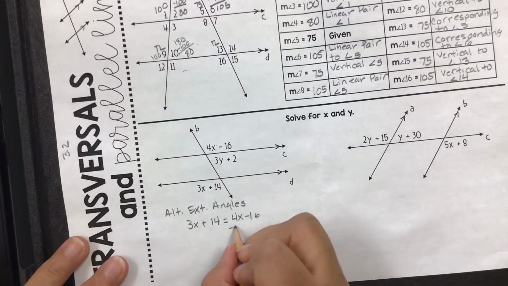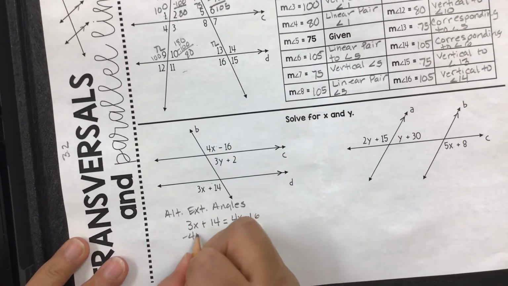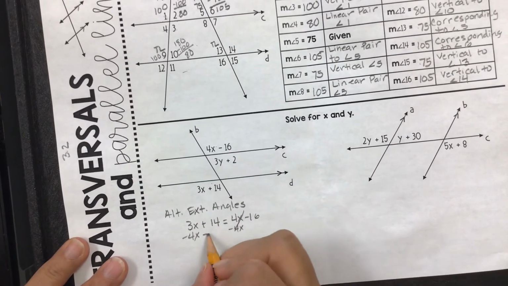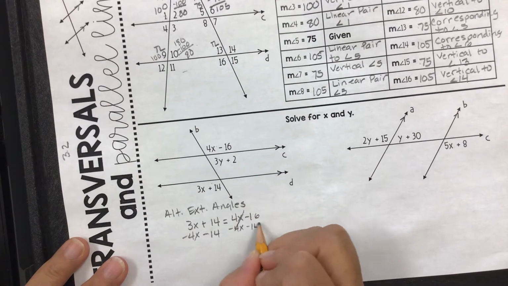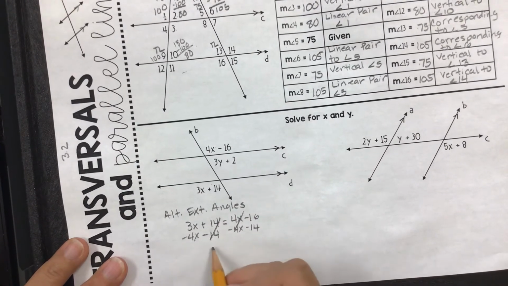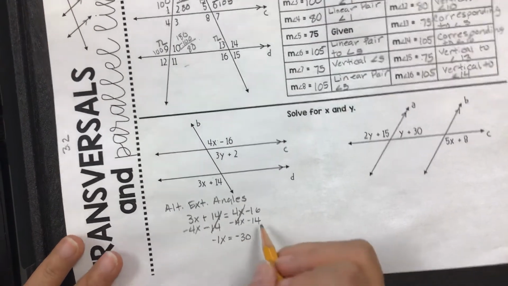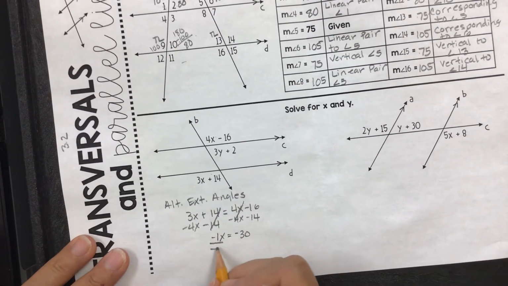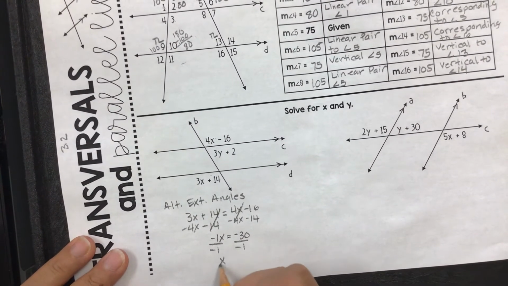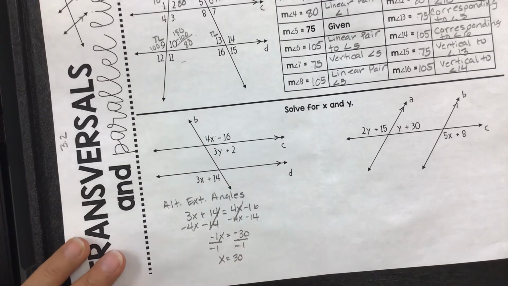I go ahead and I subtract 4x from this side. And I subtract 14 from this side. And I'm left with negative 1x is equal to negative 30. So then you divide by negative 1 to both sides. X is equal to 30.